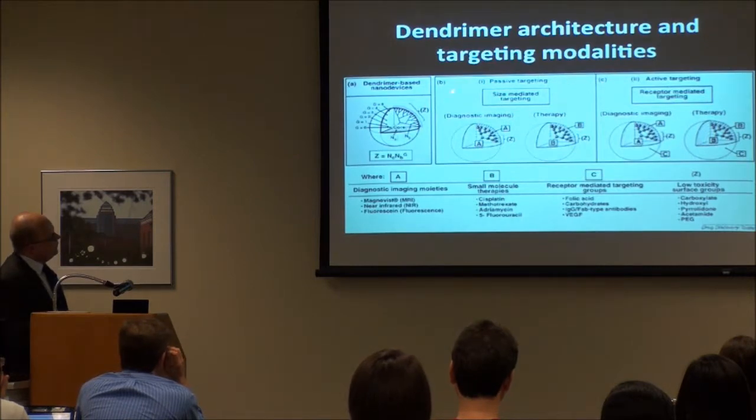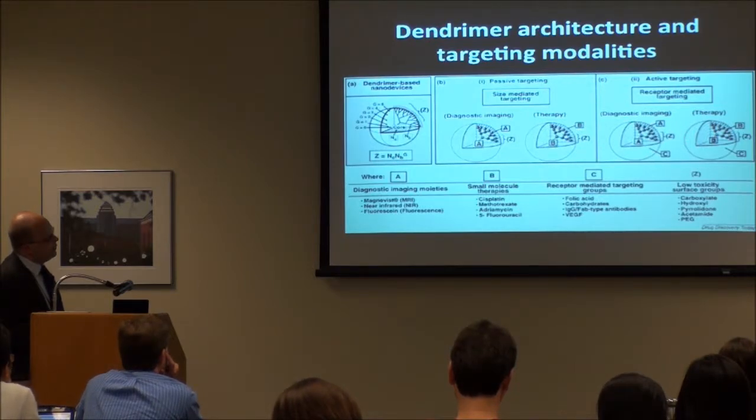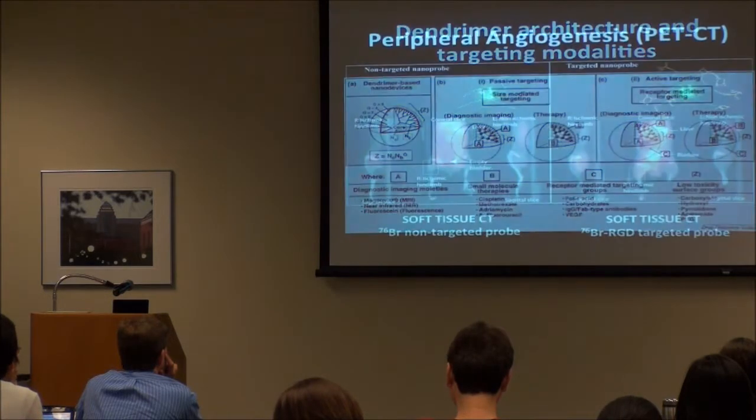So again, this is the passive targeting, where we can do some targeting by changing the size of those nanoparticles. But we can also apply some targets on the functionalized surface of the nanoparticles for active targeting. And I would like to give you some examples.